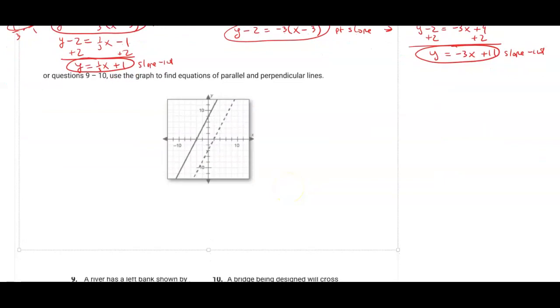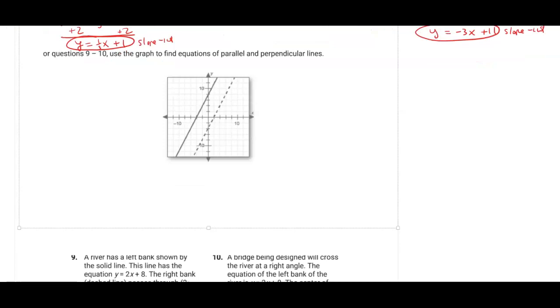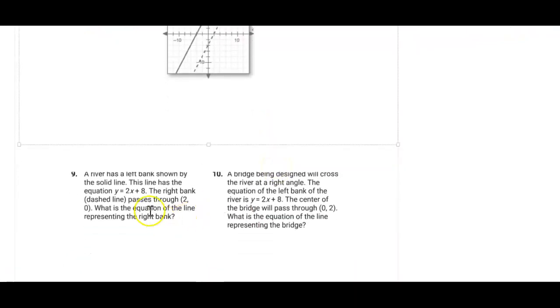Number 9, use a graph to find equations of parallel and perpendicular lines. The first one is using this problem at the bottom. So we're going to use, it says, a river bank, shown by the solid line, has the equation y equals 2x plus 8. The right bank passes through 2, 0. What is the equation of the line representing the right bank?